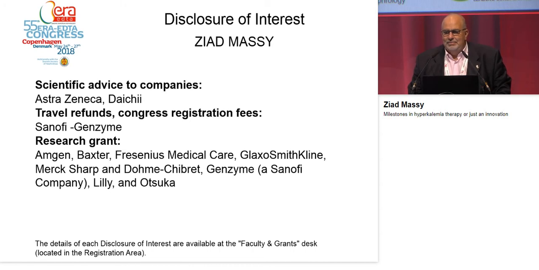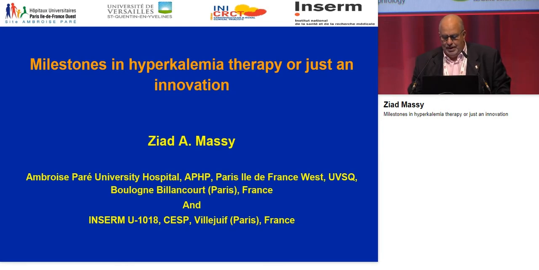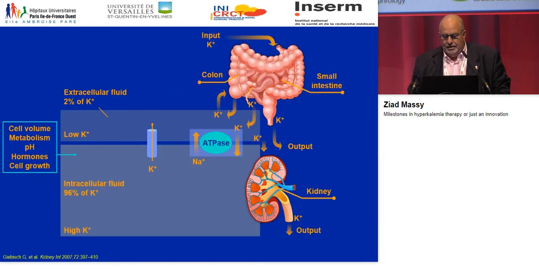Data related to potassium in kidney disease patients, and some epidemiological data, and some strategy to finish up with. This is a new chelator of potassium. And as you know, the intestine is the organ where we have the input of potassium, and the kidney is the output of potassium.